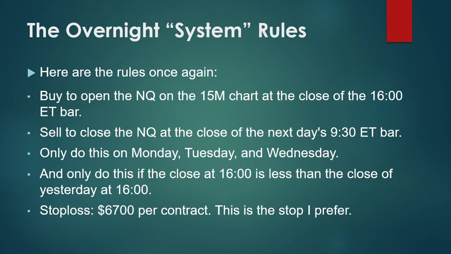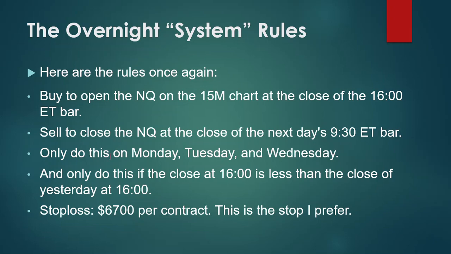All right, here are the rules once again if you didn't see it. You buy to open on the 15-minute chart, the NQ futures contract, at the close of the 1600. Again, that's the day session, right? You sell to close, so you buy it then, and then you sell it at the close of the 930 bar. So right at the close of the 930 bar is what? 945, right? So you're buying it before the market closes, before 1615, and you're selling it about before 945 the next day, all Eastern time.